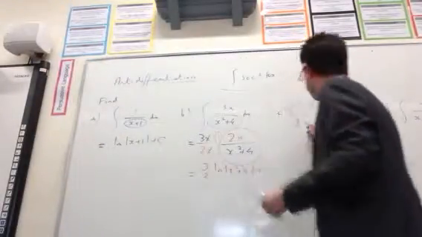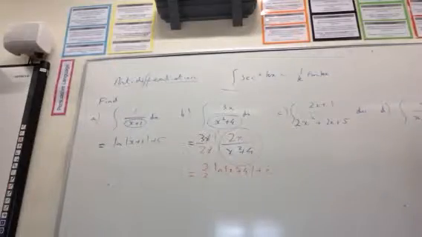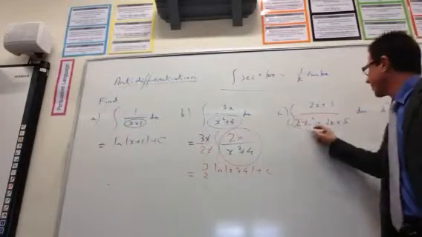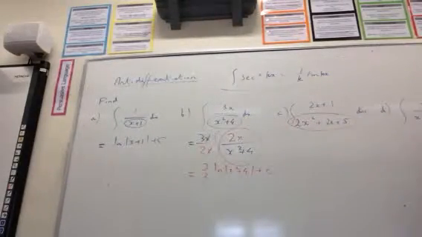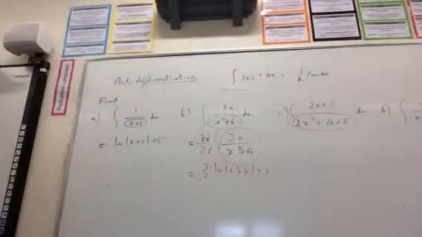See a fraction. Look at the bottom. What is the derivative of 2x squared plus 2x plus 5? 4x plus 2. What have I got on top? 2x plus 1. You're giving me 4x plus 2. I only want 2x plus 1. I only want half of what you're giving me.